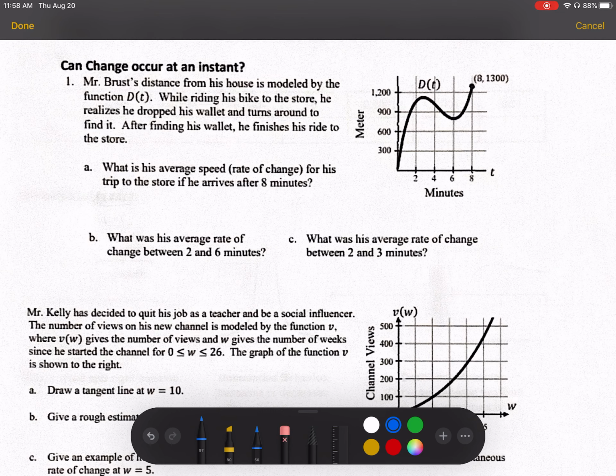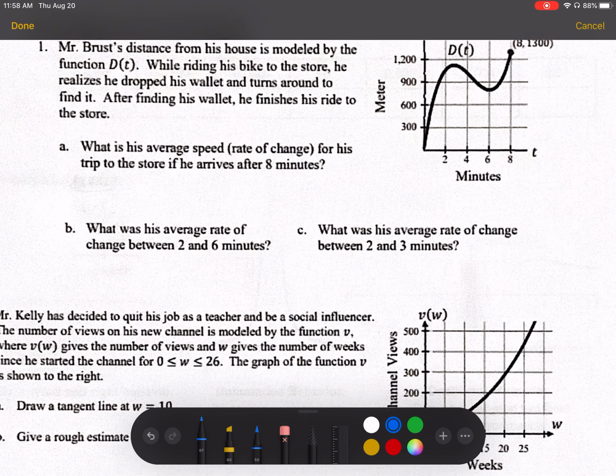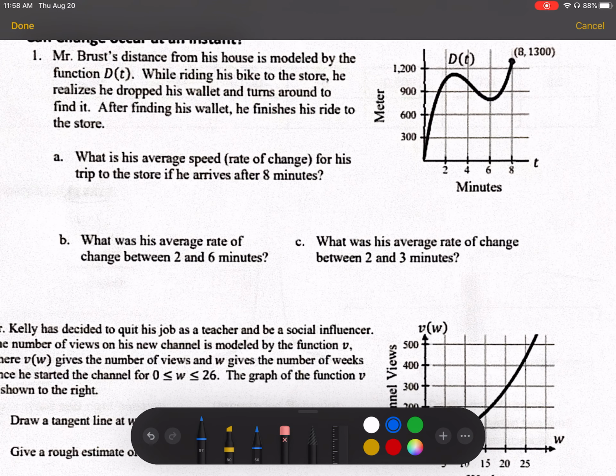So the first question is, what is his average speed? And anytime it talks about average speed, you're talking about just rate of change. And that's the same rate of change that you talked about in Algebra 1. So what is his rate of change for his trip to the store if he arrives after 8 minutes? So we're talking about the entire trip. So we're going to go back to a little bit of Algebra 1. So that change in y over change in x situation.